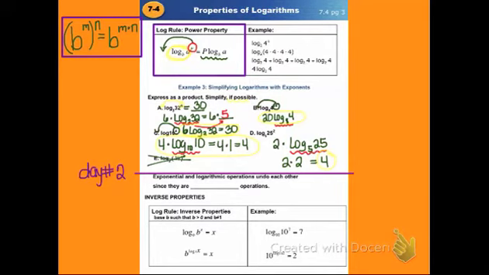So welcome to day 2 of properties of logarithms. Hopefully by now you feel very comfortable with the first few properties that we've learned about logarithms, and so you're ready to move on and learn some more.